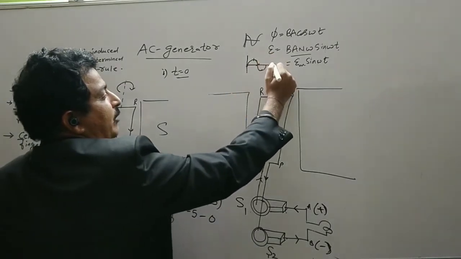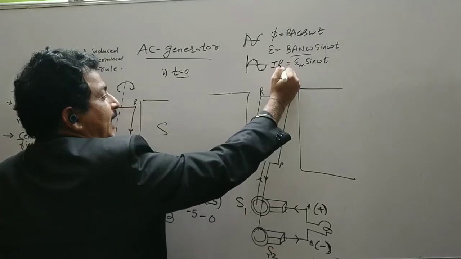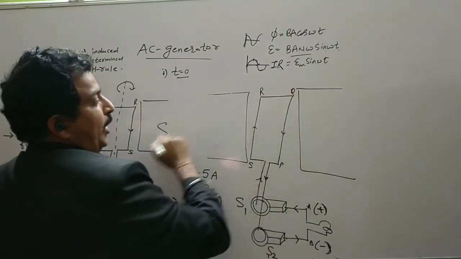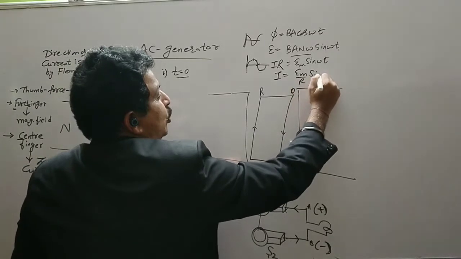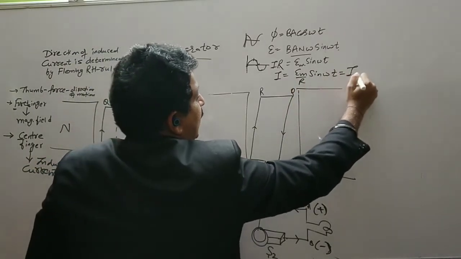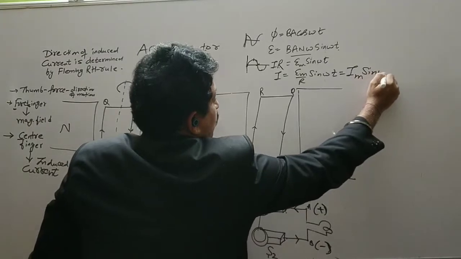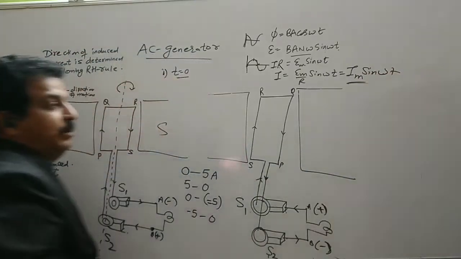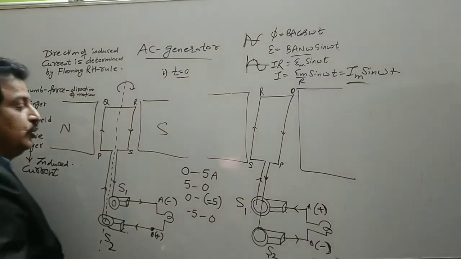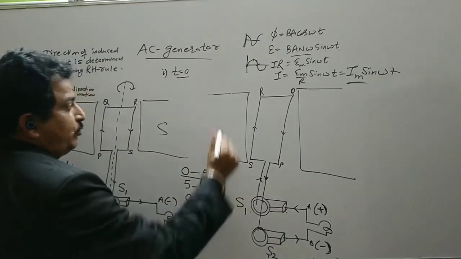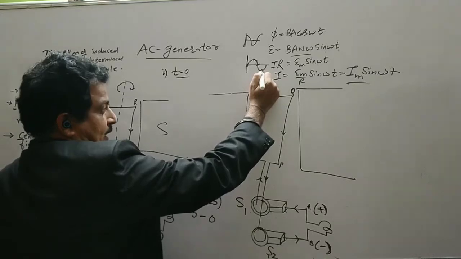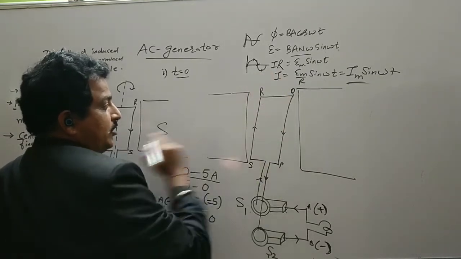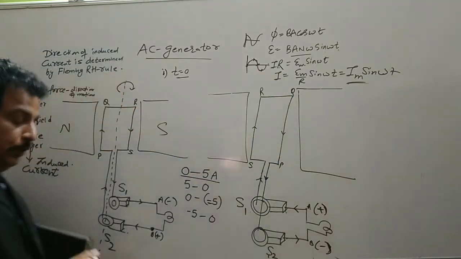This is EMF. If I want to find out the current, I write I equals E over R, where R is the resistance of this coil. So I can be written as E_m upon R sine omega t. This can be written as I_m sine omega t, where I_m is the maximum current in the circuit. So it is like this. The current rises from 0 to 5 ampere, 5 ampere to 0, 0 to -5. Here the minus sign means the polarity has changed, and then -5 to 0.